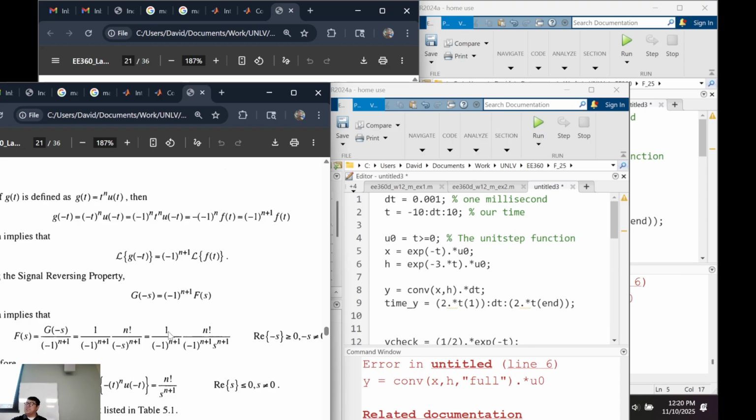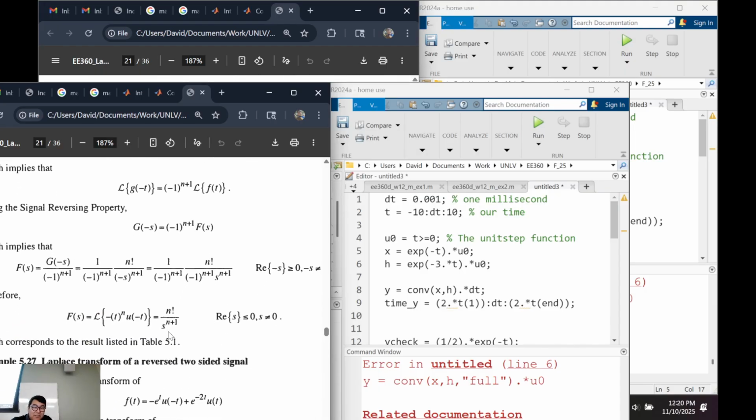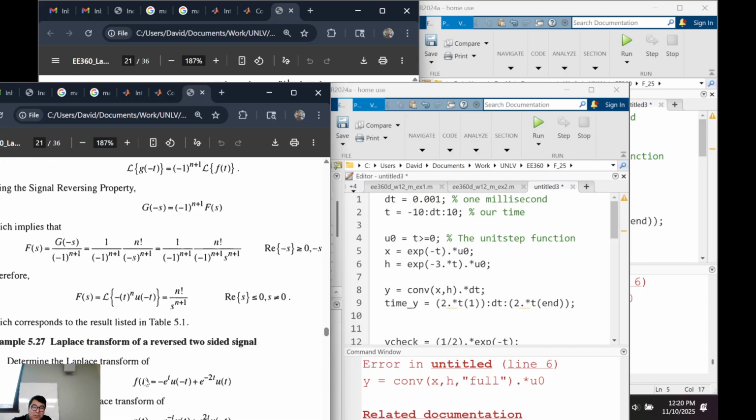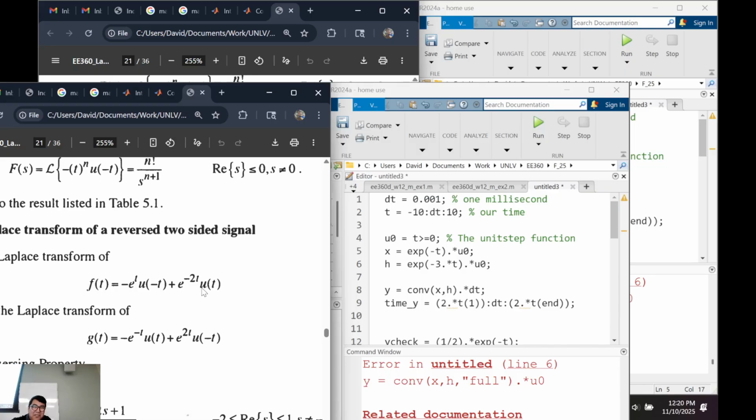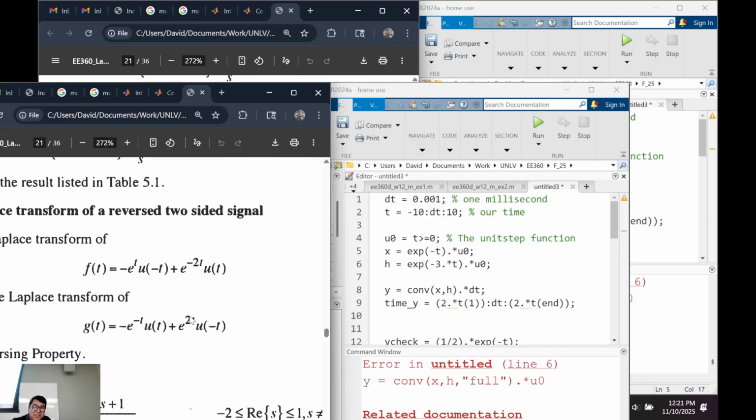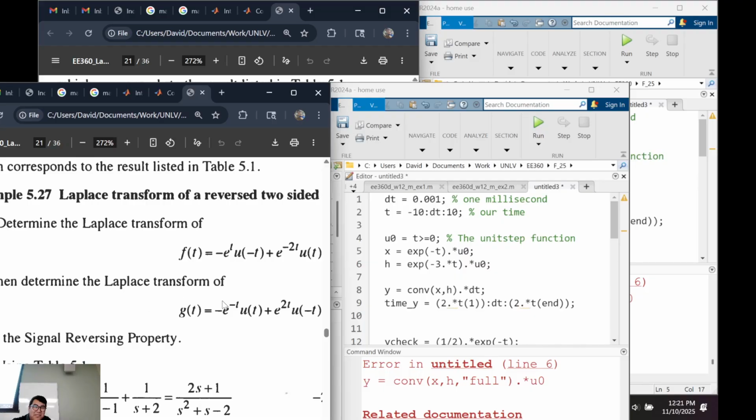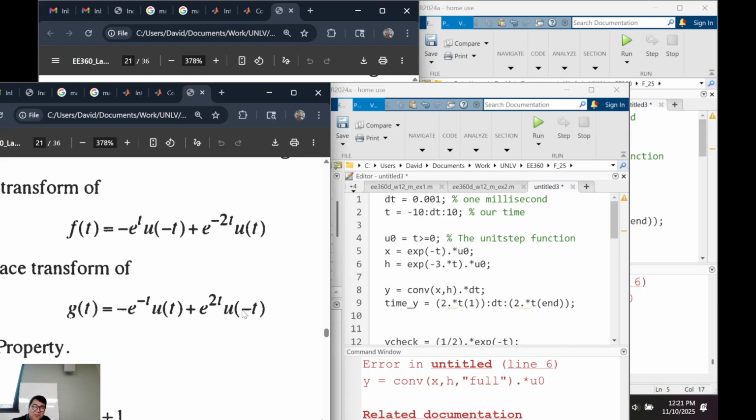So I'm telling you this. Lathi's outline book goes over this, so I'm just trying to run through everything I can. Let me see. Laplace transform of a reversed two-sided signal. Oh, is this it? Reverse two-sided signal. I'm trying to figure this out. You guys remember this one? It's a different way of approaching it.